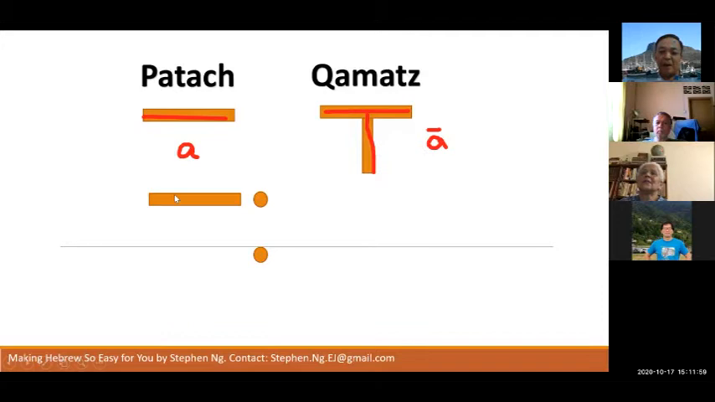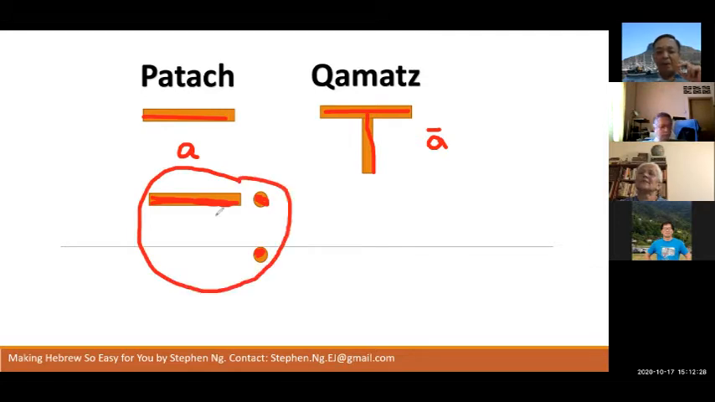You have a patah as well, a line over here, and you have two dots. This is actually what we call a shiva, a compounded shiva. You'll see later the shiva is two dots. A compounded shiva means it includes another vowel pointing as well, so this is a compounded or combined shiva.